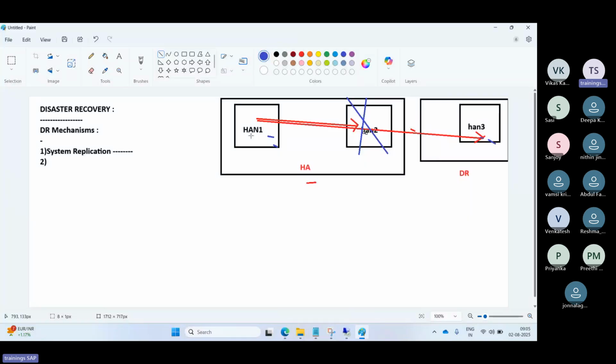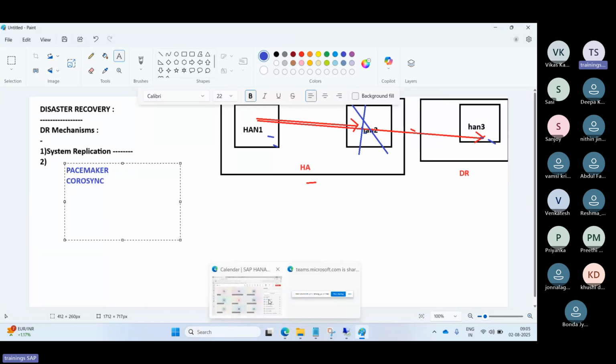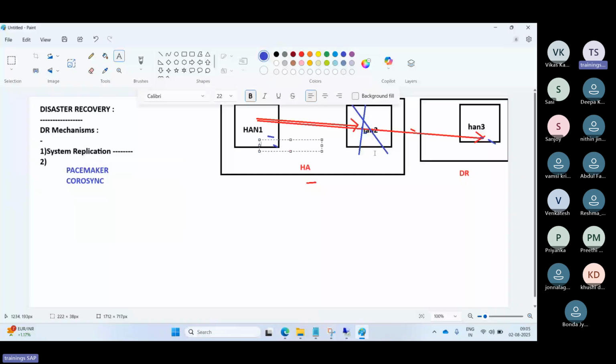Cluster nodes, in the HA scenario, means there are some OS tools: one is Pacemaker and Corosync. These are cluster tools at the OS level. You need to install these cluster tools at the operating system level on the primary host and on the secondary host, so that the cluster will always monitor the primary. If the heartbeat is wrong, it will immediately fail over to the secondary node. We call these HANA 1 and HANA 2, primary and secondary.